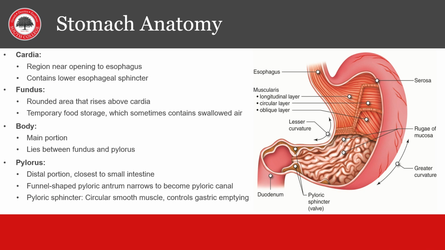The cardia of the stomach is the region near the esophagus. The fundus is the round area that rises above the cardia. The body is the main portion of the stomach and is located between the fundus and pylorus. The pylorus is the most distal portion and closest to the small intestine and duodenum. The food bolus will then pass through the pyloric sphincter into the first segment of the small intestine called the duodenum with the help of circular smooth muscle.